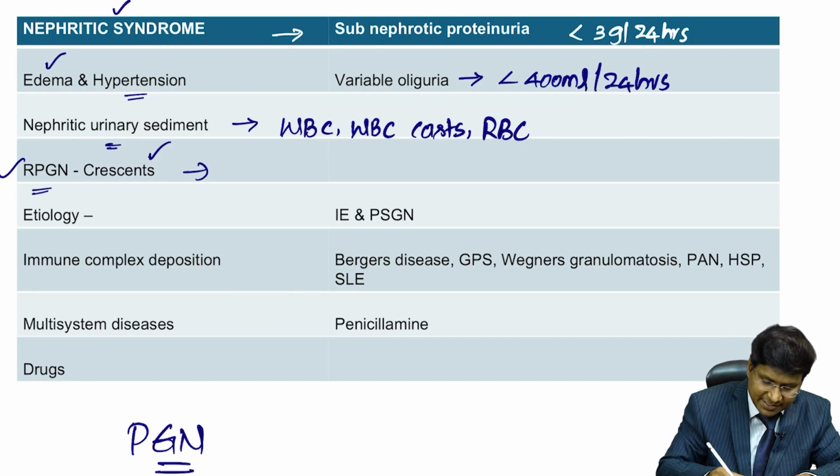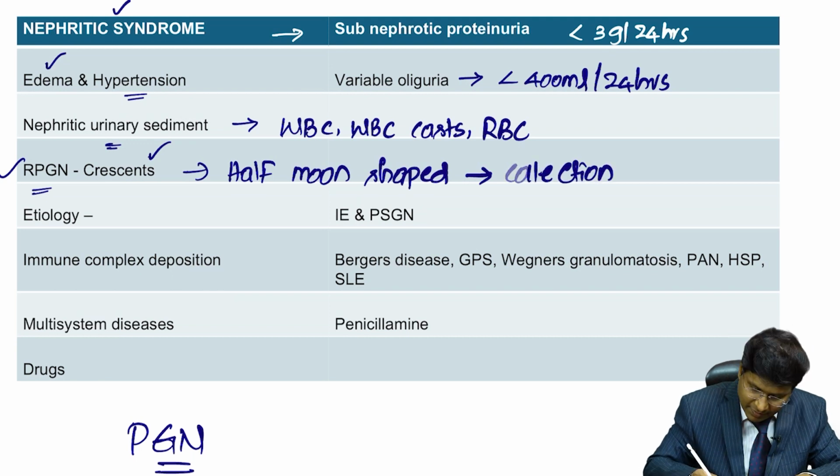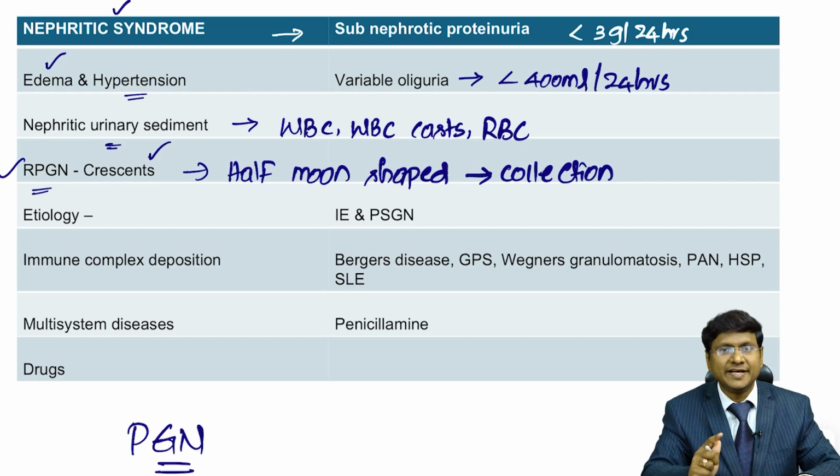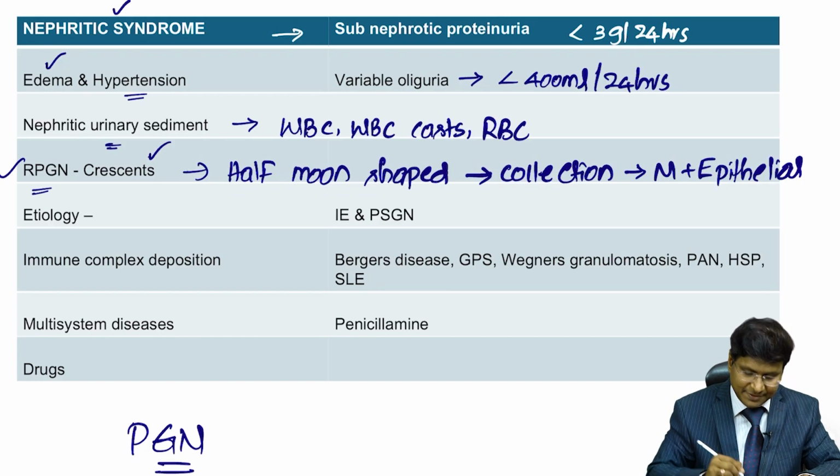Now what do you understand by these crescents? Crescents are nothing but half moon shaped collections of inflammatory cells, and these inflammatory cells are macrophages and then the epithelial cells.